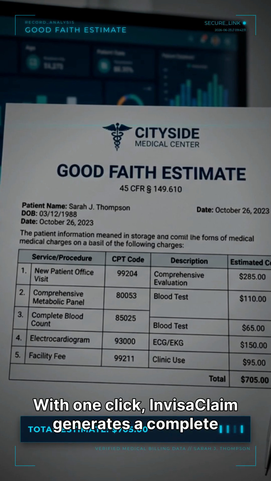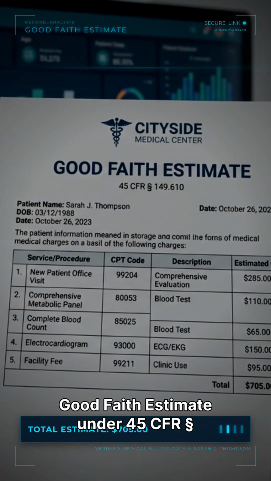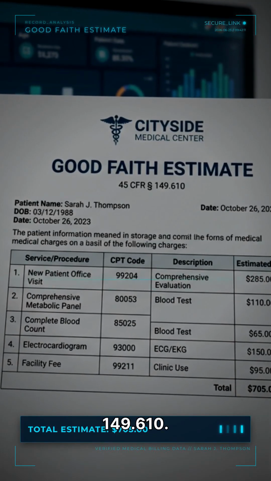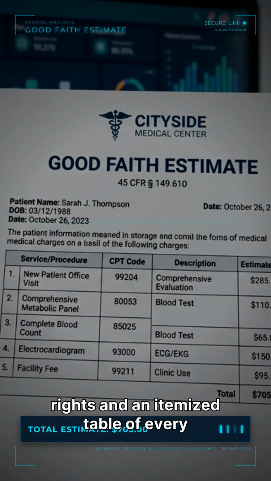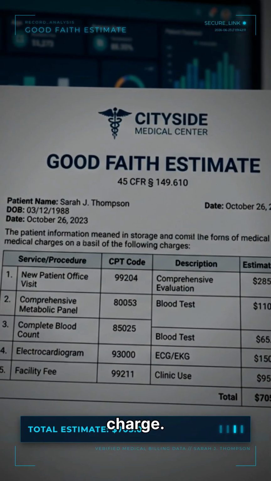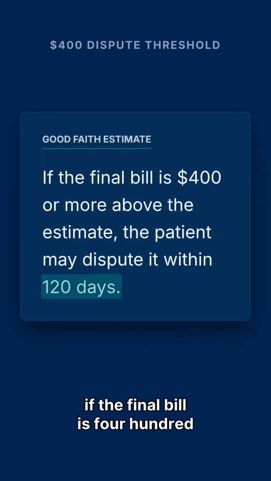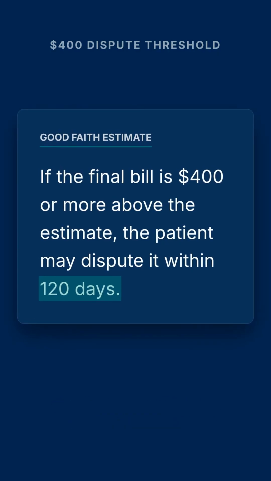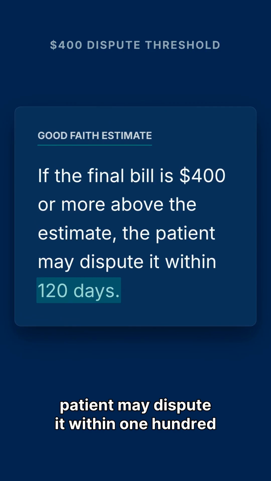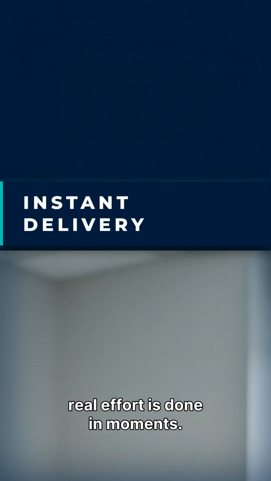With one click, InvisaClaim generates a complete good faith estimate under 45 CFR Section 149.610. It includes a clear statement of patient rights and an itemized table of every charge. The document includes the precise dispute language. If the final bill is $400 or more above the estimate, the patient may dispute it within 120 days. You can then email it straight to the patient. A compliant estimate that used to take real effort is done in moments.